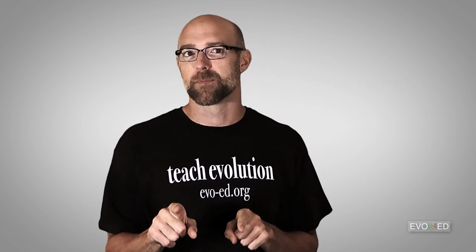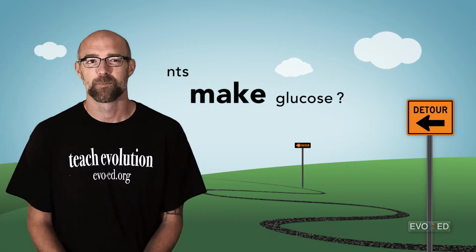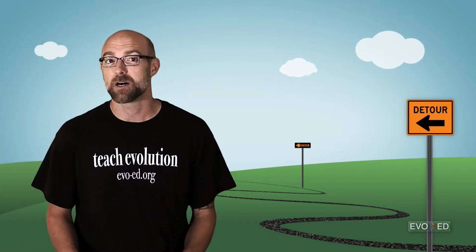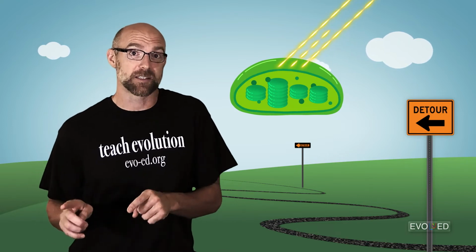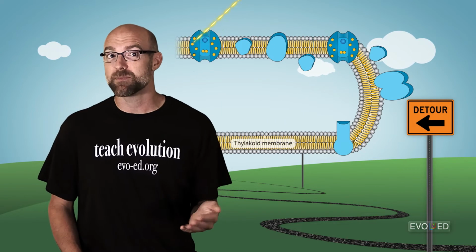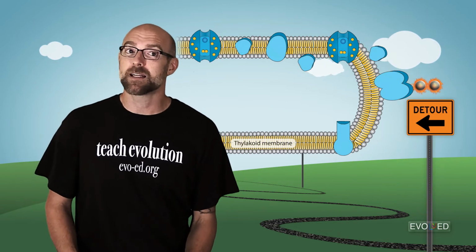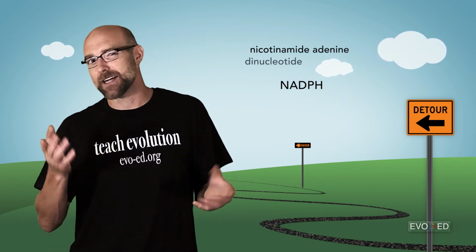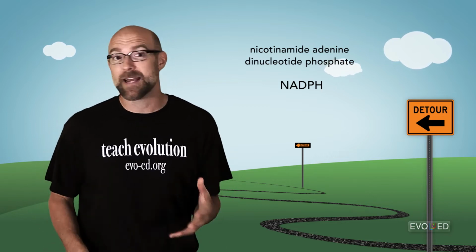Let's take a quick detour. How do plants make glucose? In photosynthesis, chlorophyll molecules in the chloroplast intercept photons of light from the sun, or really from any light source. Those photons kick off a series of reactions that ultimately excite or energize electrons that contribute to the manufacturing of a molecule called NADPH, or nicotinamide adenine dinucleotide phosphate. Those high-energy excited electrons from NADPH help to drive a process called the Calvin cycle.